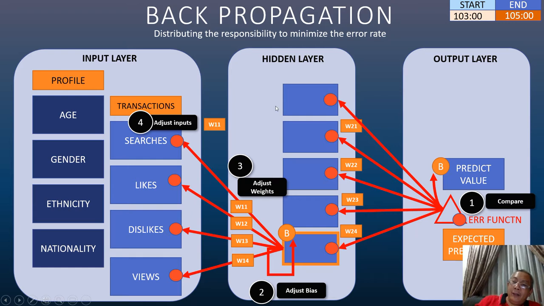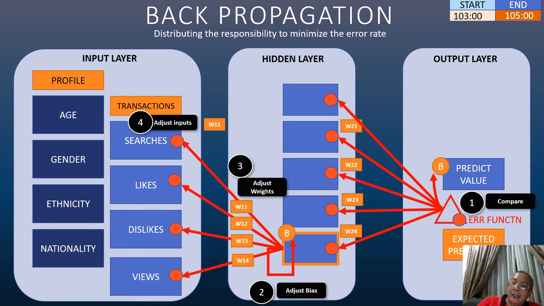Okay, but not everybody in this ecosystem is responsible for producing the error with the same weightage. Some people are more responsible for the error, some people are less responsible for the error, depending on the weightage, depending on the output that they produce. So you want to distribute the error. Those people who are more responsible for the error must adjust more. Those people who are less responsible for the error must adjust less. So everybody must adjust accordingly. Only then can you reduce the error function.